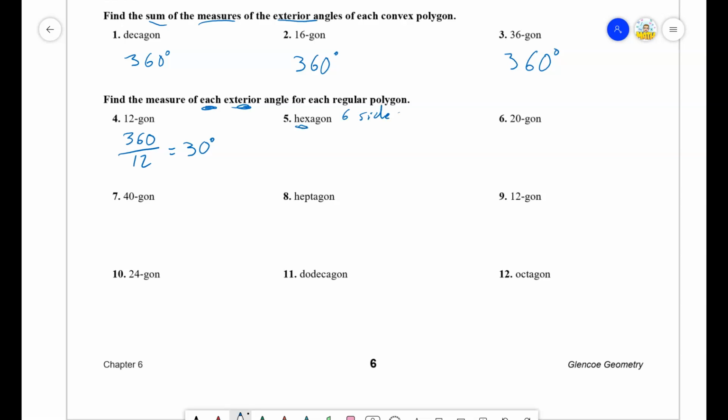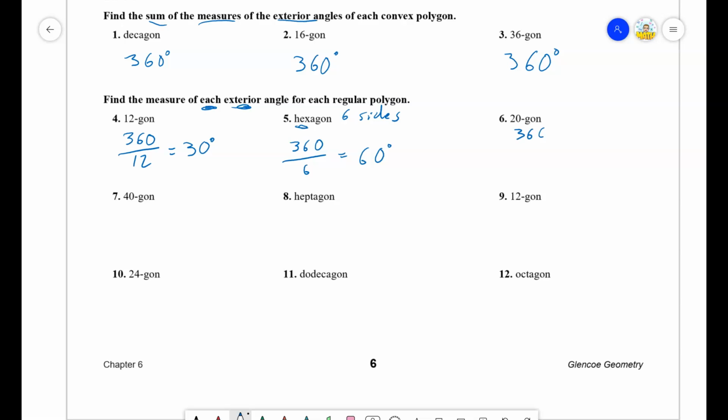If I have a hexagon, how many sides is that? It's 6 sides. So some of you need to go back. We did these back in chapter 1, and remember how many sides a hexagon has? How many sides does an octagon have? That's important that we remember those. Chapter 6 does not really go back and review those. It was back in chapter 1 that we did that. So if I have 6 sides, I take 360 and divide by 6 evenly. That would be 60 degrees for each exterior angle.